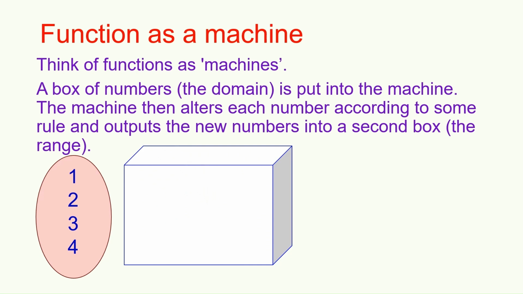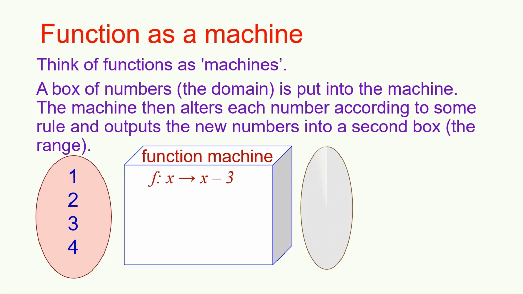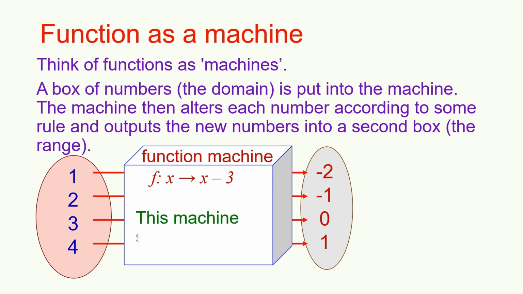The domain is 1, 2, 3, 4. Function machine: f is a function under which each element x has an image x minus 3. This machine subtracts 3 from each number. Finally, the range is -2, -1, 0, 1.